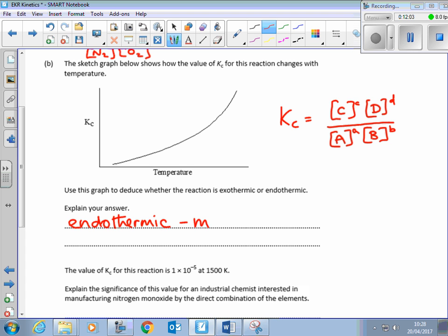So you've got more products with increasing temperature.